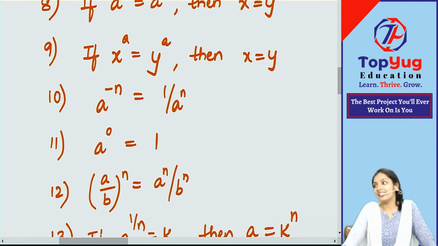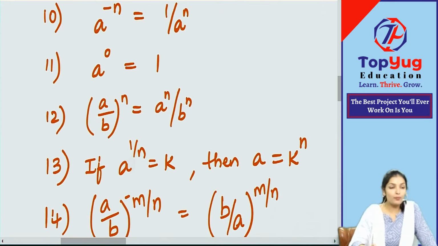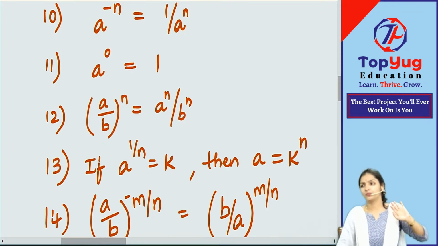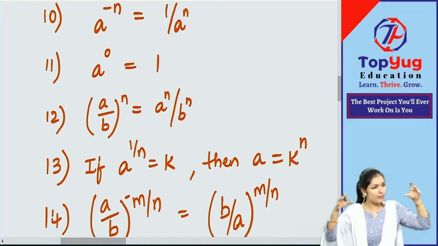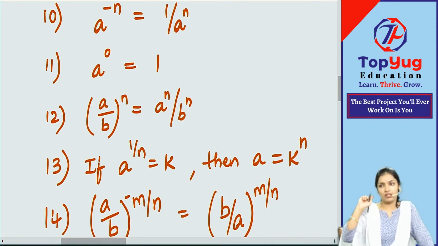Now a to the power minus n is equal to 1 divided by a to the power n. If it is minus, you have to reciprocate it. Okay. Now a to the power 0. Anything to the power 0 is 1. Anything, however big the equation may be, if the power is 0, answer is 1.